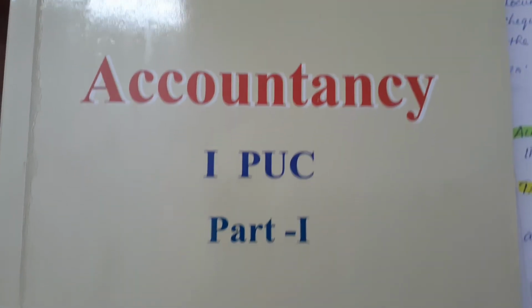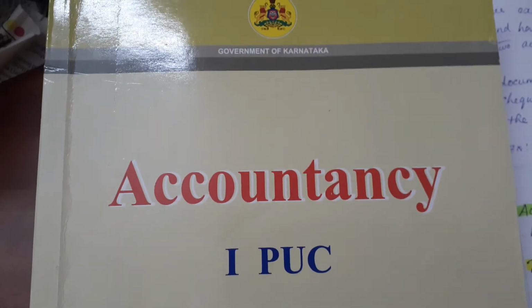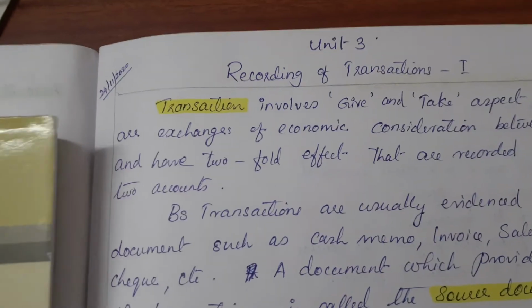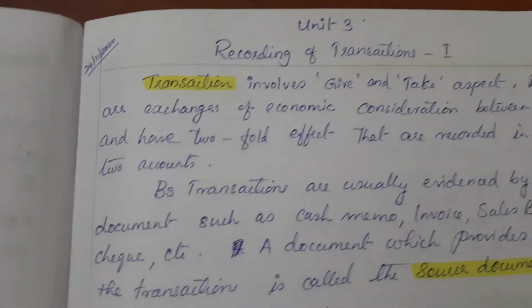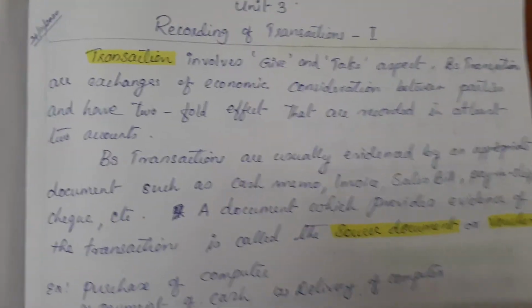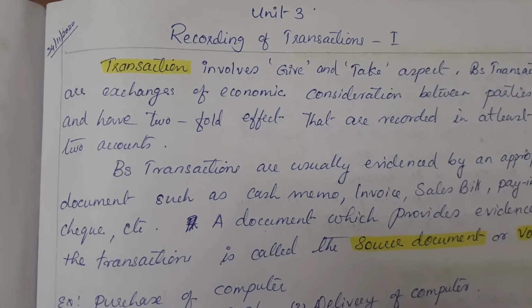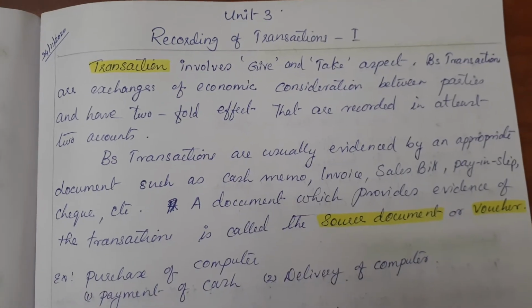Accountancy, first PU. Okay, we've seen this one. This is by Government of Karnataka. Moving to the third chapter, recording transactions. From this chapter onwards, we are starting our problem papers. Okay, problems, so practicals. Here we are going to see what a transaction and a source document are.